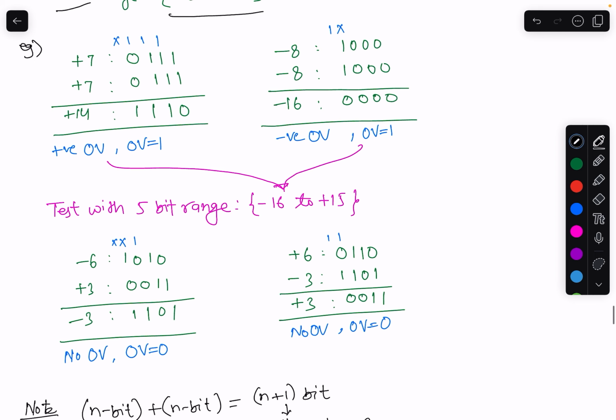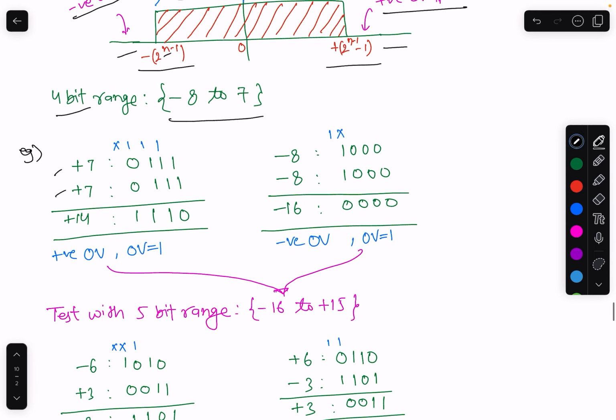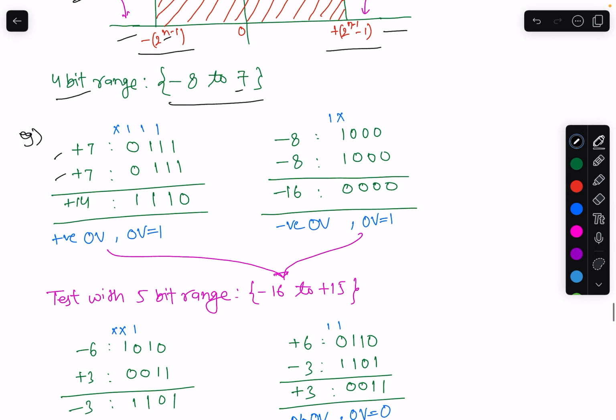Now we need to find the overflow condition in the two's complement format. For this we will take a look at these 4 examples, and then we will derive the overflow condition. Now let's see the first one. We are taking the largest number, that is plus 7 of the 4 bit here, and this is the binary representation of plus 7. So plus 7 plus 7, the sum will be 14.